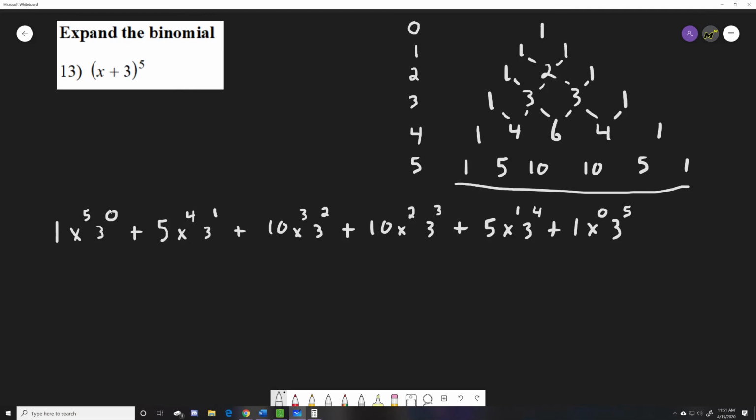Notice each time these powers, 5 plus 0 is 5, 4 plus 1 is 5, 3 plus 2 is 5, 2 plus 3 is 5, 1 plus 4 is 5, 0 plus 5 is 5. They add up to that biggest power every single time in all of these terms. Now we just have one more step to go.